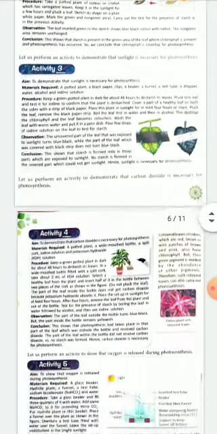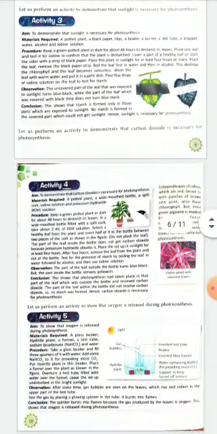Now coming to activity 3, to demonstrate that sunlight is necessary for photosynthesis. To prove this, what we do is we take a plant and we destarch it, means we completely keep it in shade for 48 hours. Then again we place a dark strip on both sides of the leaf as shown in the figure, if you see activity 3, and we clip it. And again we place the leaf for 2 to 3 hours in sun.